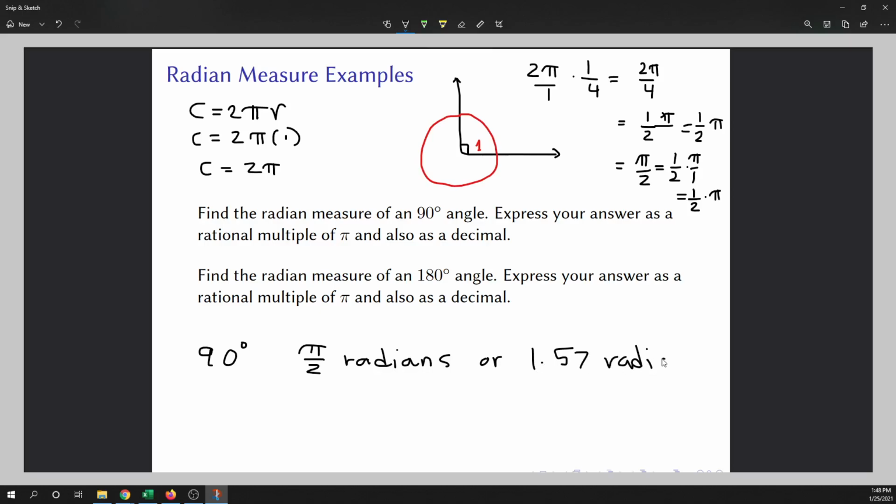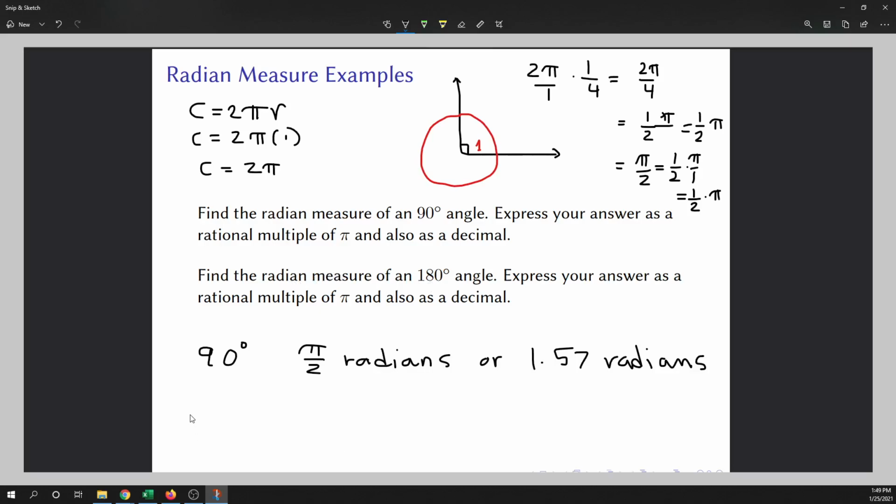Okay. All right, so an angle of 90 degrees, its measure in radians would be pi over 2 or 1.57, depending on whether you want it as a rational multiple of pi, in other words, a fraction times pi, or if you want it as a decimal, 1.57. Which way we want it depends on what you're doing. A lot of times we'll just leave it like this. Other times we will change this to this to make some other calculation.